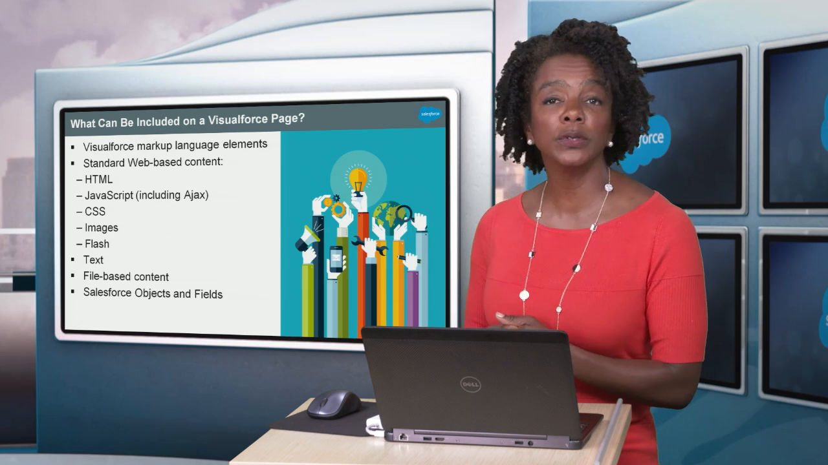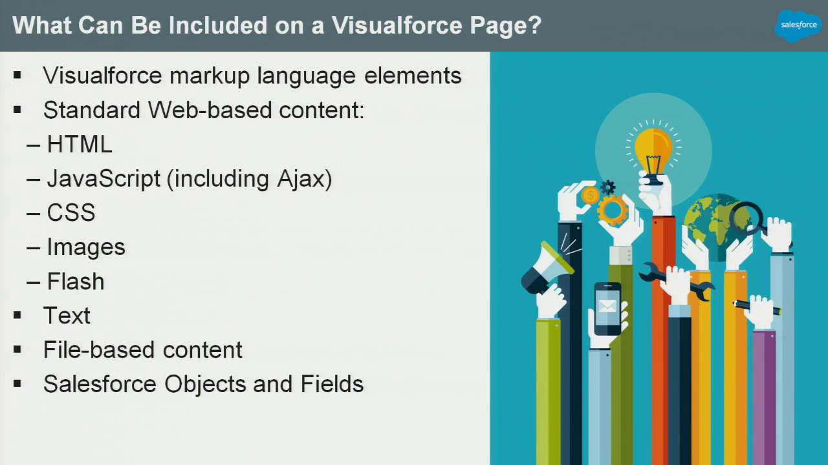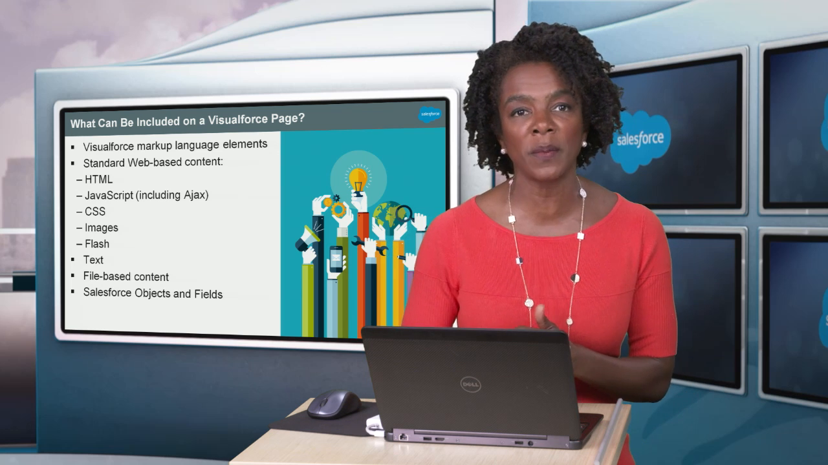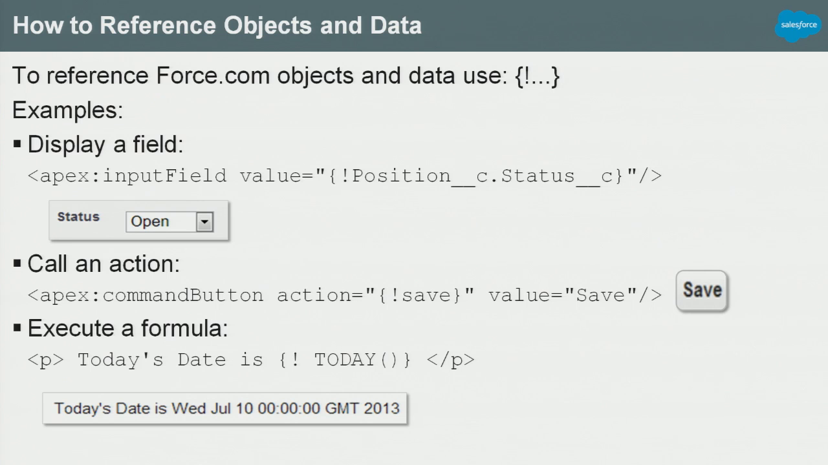So what can be included on a Visualforce page? If you've worked with HTML, you've probably worked with things such as Flash and images and text. All of those items can also be included on a Visualforce page. Here you can include HTML, you can include JavaScript, as well as Ajax, cascading style sheets, images, Flash, text, file-based content, as well as Salesforce objects and fields. We can include everything you can do in HTML with a little bit more, and we're going to see some of that.